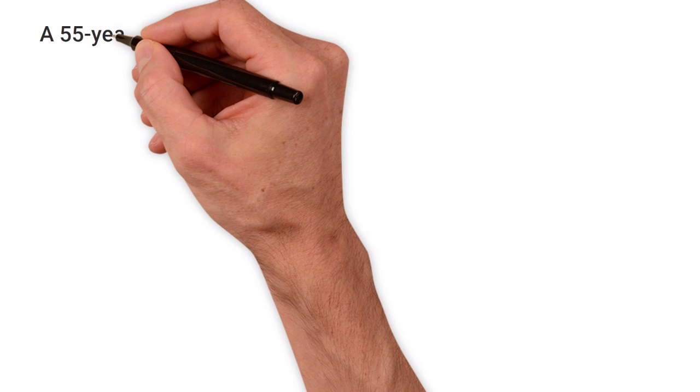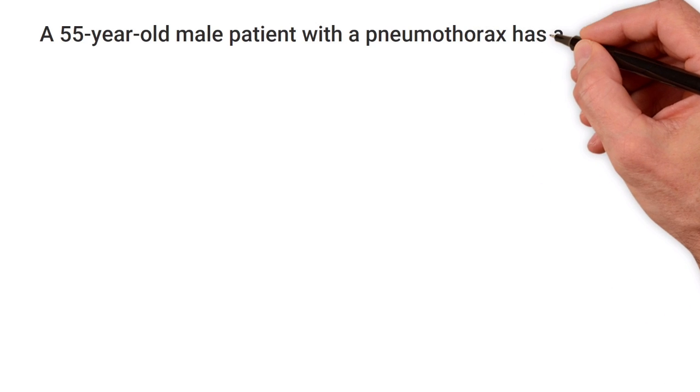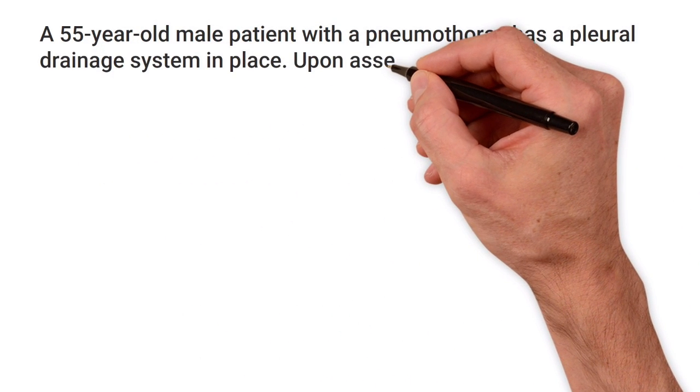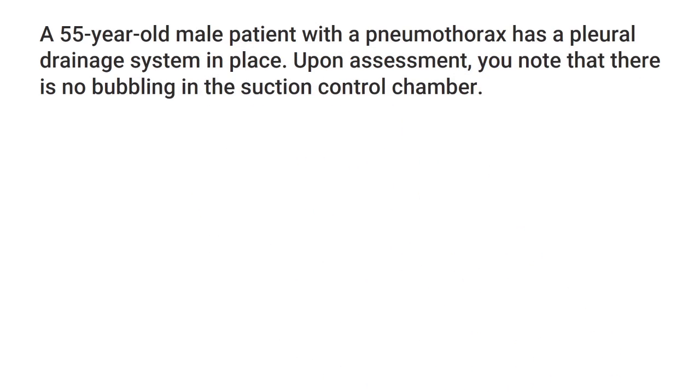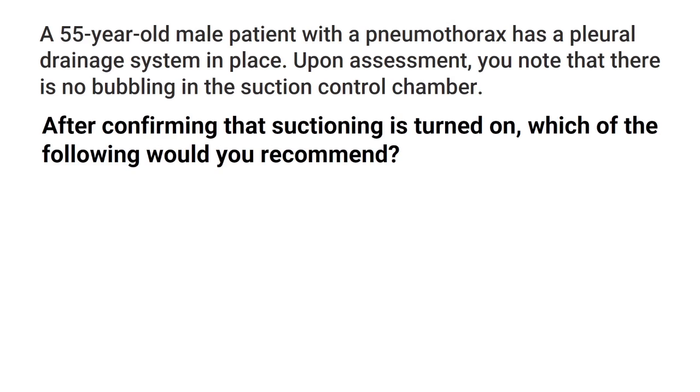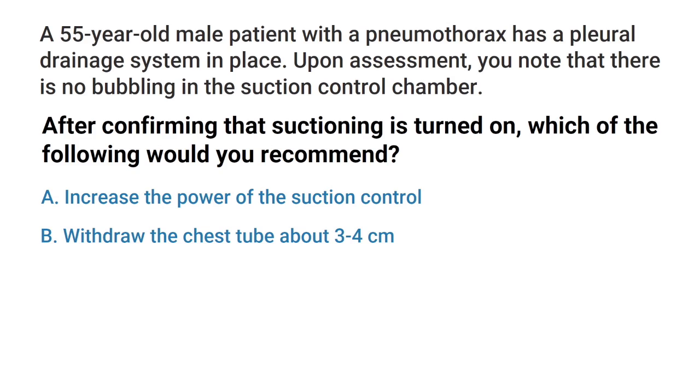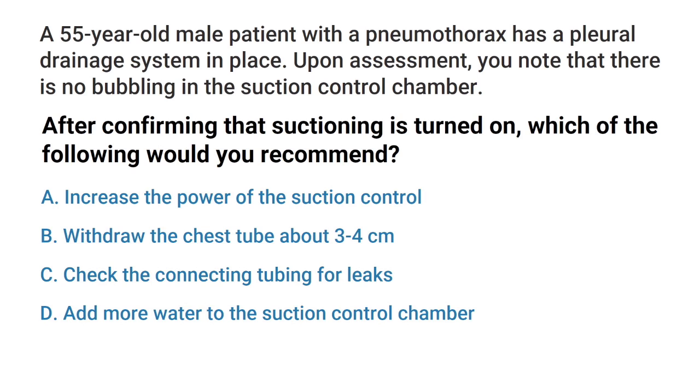A 55-year-old male patient with a pneumothorax has a pleural drainage system in place. Upon assessment, you note that there is no bubbling in the suction control chamber. After confirming that suctioning is turned on, which of the following would you recommend? A. Increase the power of the suction control. B. Withdraw the chest tube about 3 or 4 centimeters. C. Check the connecting tubing for leaks. Or D. Add more water to the suction control chamber. Do you know the answer?